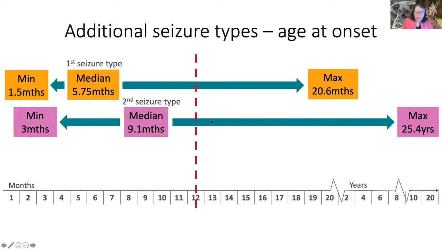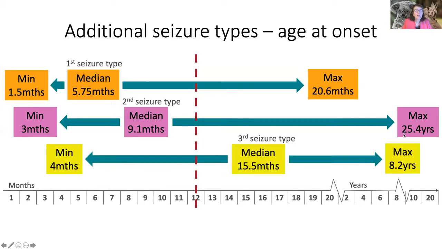Actually, it's not right. The second seizure type had a median onset of 9 months with a minimum onset at 3 months. So you can see not long between these ones beginning and their second seizure type. And equally, the maximum onset of the second seizure type over 25 years of age. And then looking at the third seizure type, I tended to think that it was a bit later, but no, the median onset is at 15.5 months, between 4 months and 8 years.